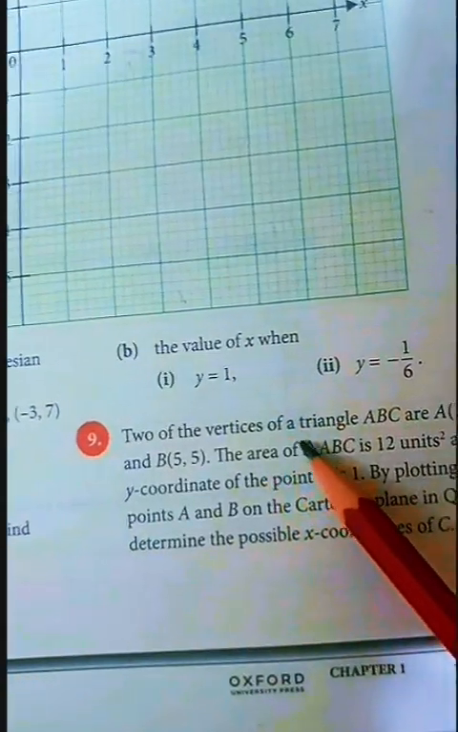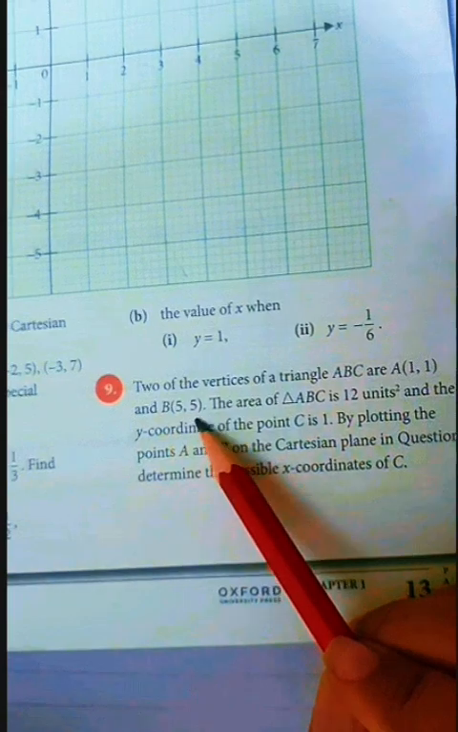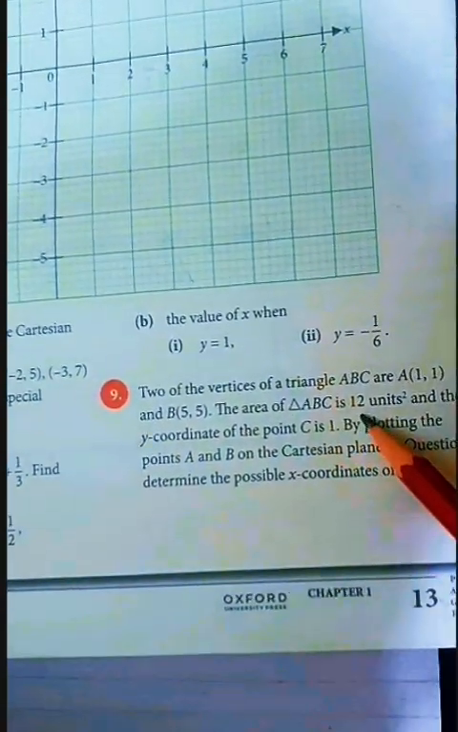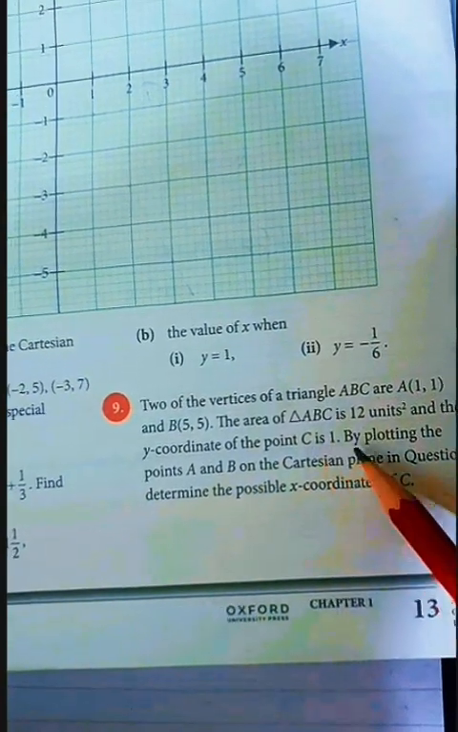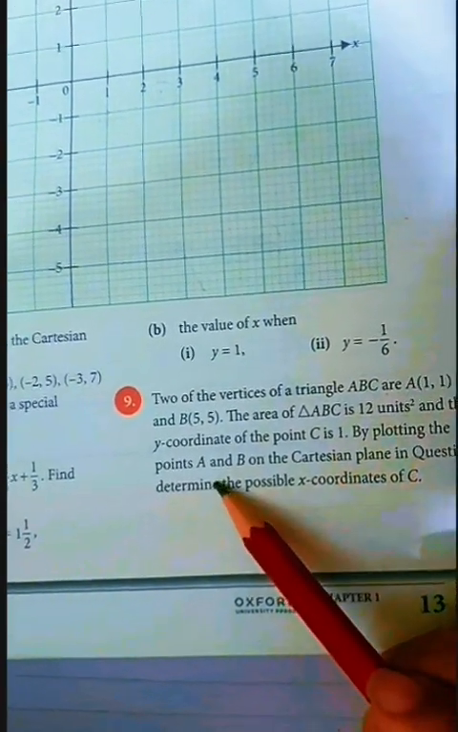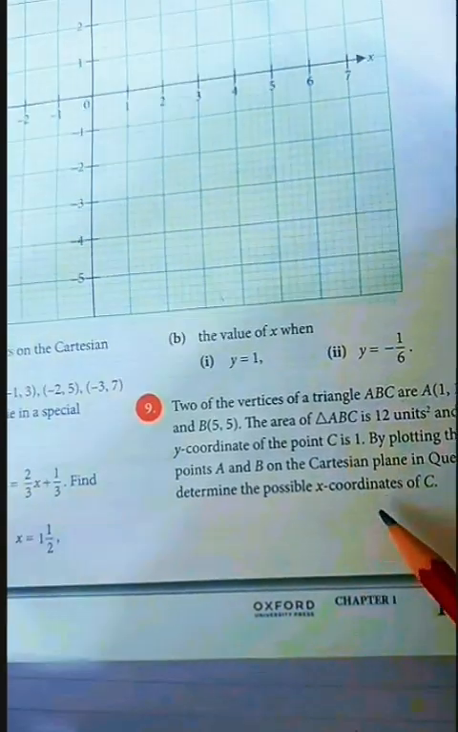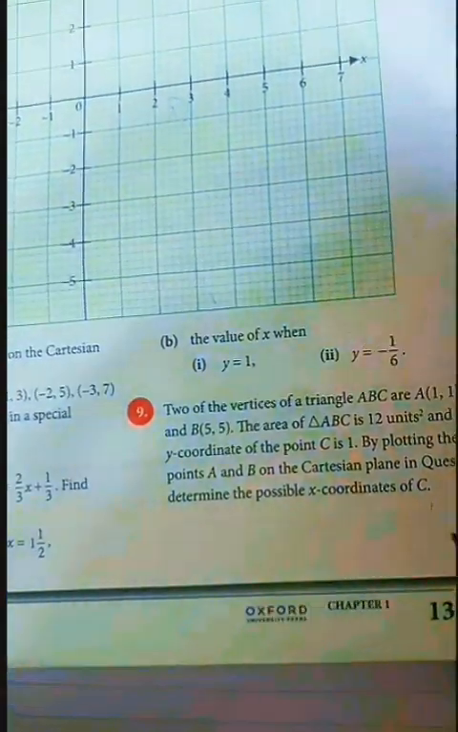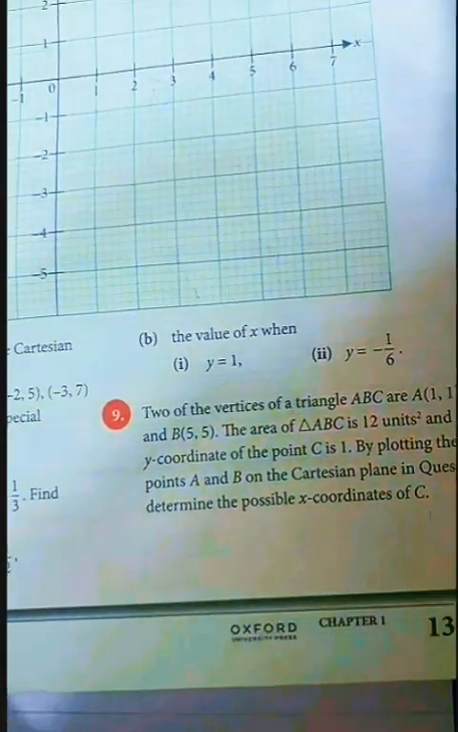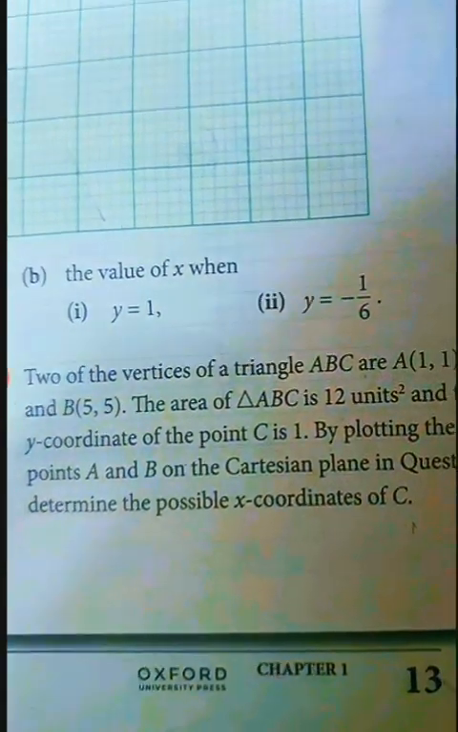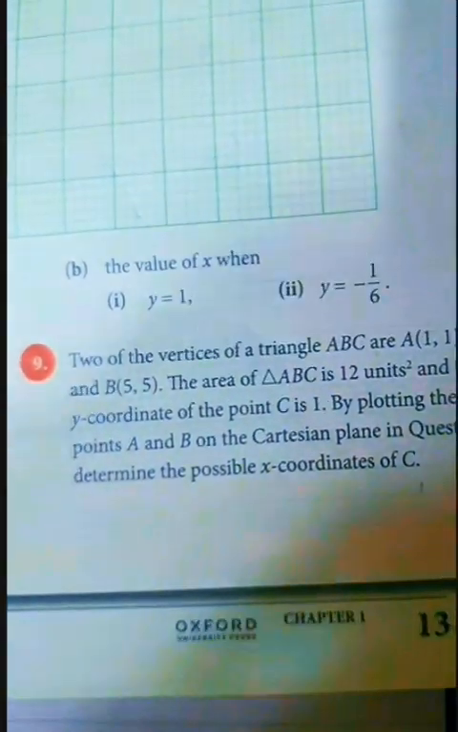Two of the vertices of a triangle ABC are A (1, 1) and B (5, 5). The area of the triangle is 12 units square and the y coordinate of the point C is 1. By plotting the points A and B on the Cartesian plane, determine the possible values of the x coordinate of C. So what we have understood is that the coordinates of points A and B are given, the point C is not given, and they have provided the area of the triangle.